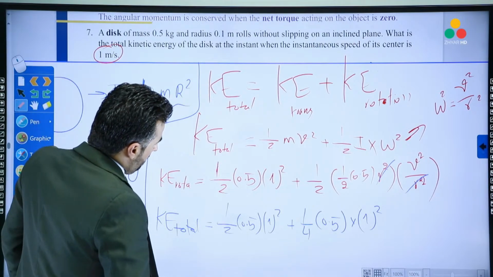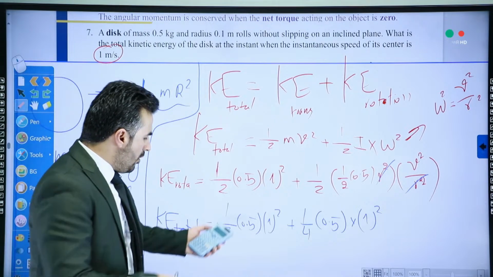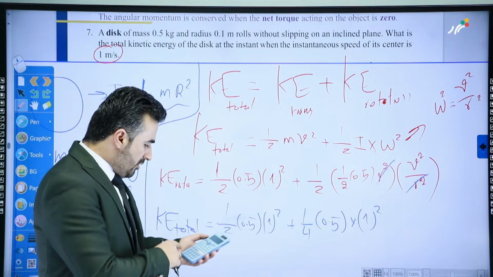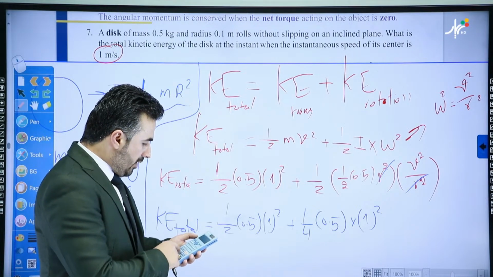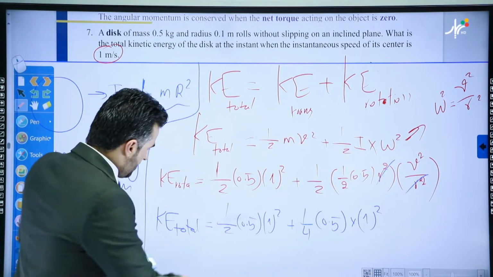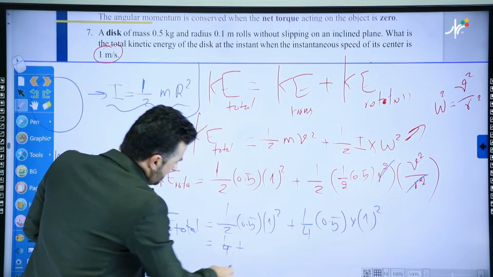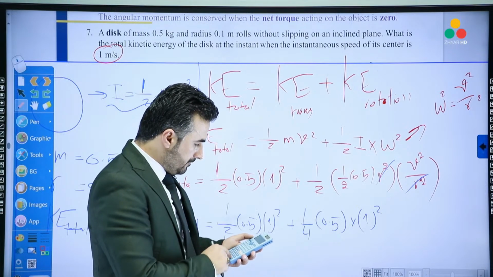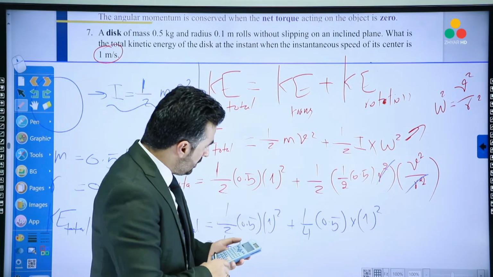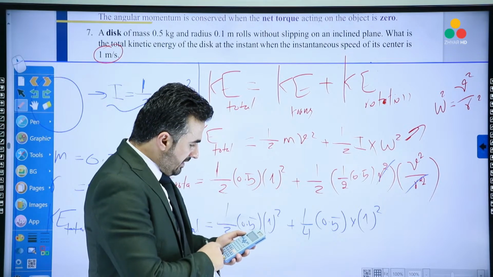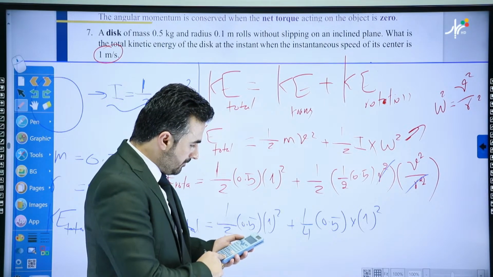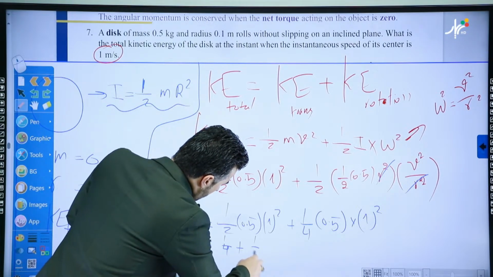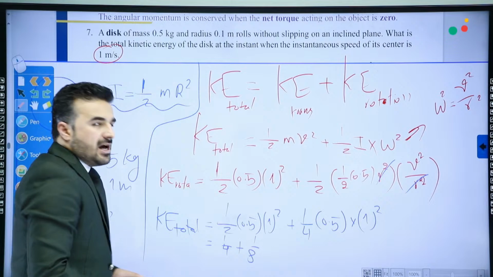So let's do this, yeah? 1 over 2, that is 0.5 multiplied by another 0.5 multiplied by 1 squared, yeah? And of course the answer for this is going to be 1 over 4 plus, and what about for this one? 1 over 4, that is basically 0.25 times 0.5 times 1 squared. We'll get 1 over 8, all right, plus 1 over 8 in here. Now all you have to do is add these two numbers, yes?